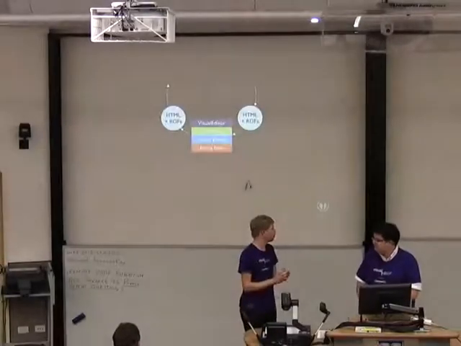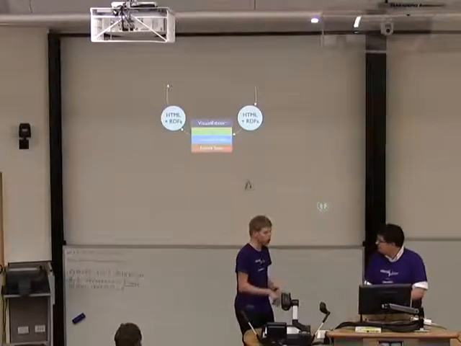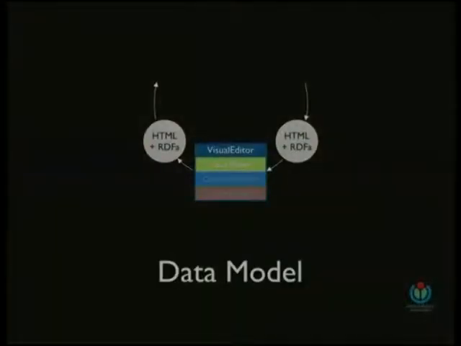So yeah, let's talk about some technical details. VisualEditor is made up of 3 main layers that manipulate the HTML coming in and going out. I'm going to discuss the first 2, and James is going to discuss the latter.